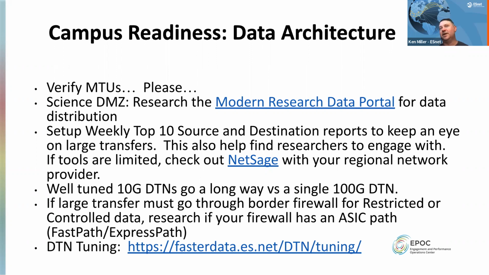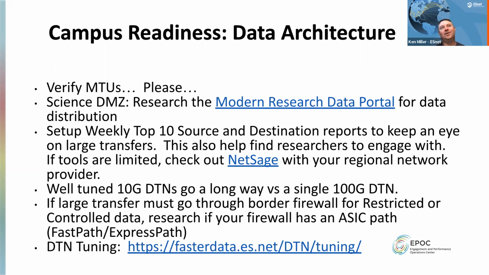And if you don't have these kind of tools on your campus, you can check out NetSage. And if your regional is participating in NetSage, you should have traffic directly about your campus related to that, since it's going through a regional. Another piece on the data architectures, everyone thinks you need to match up your 100 gig DTNs to your 100 gig ports to your 100 gig backhaul and your 100 gig.